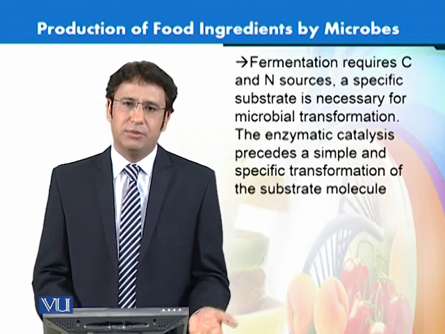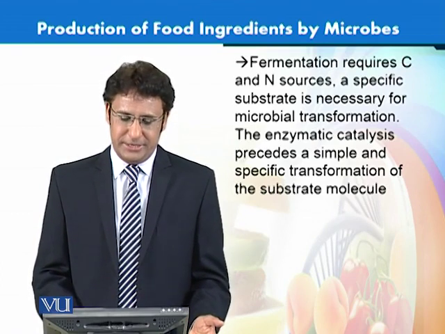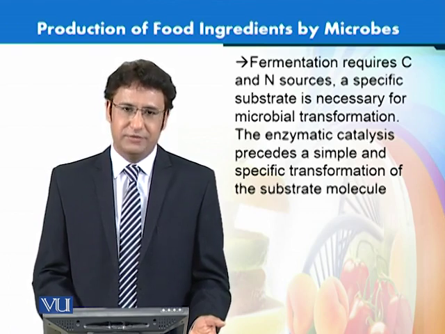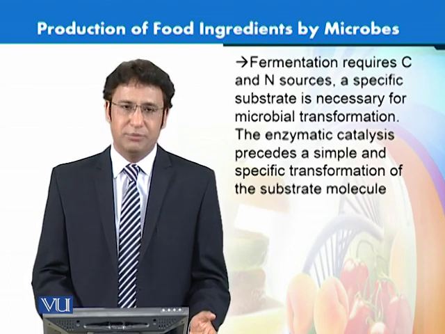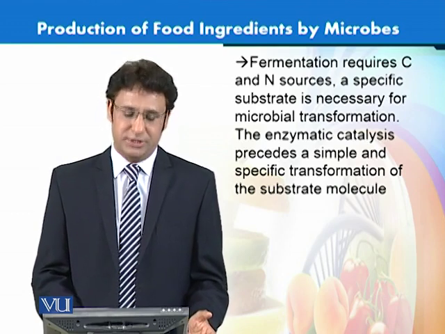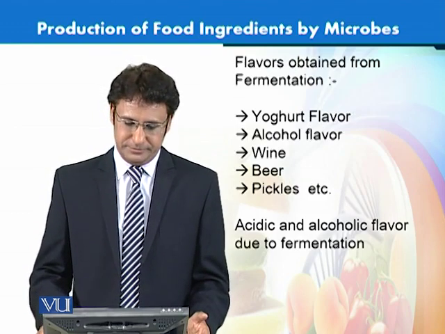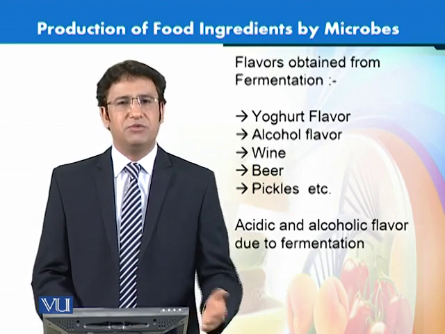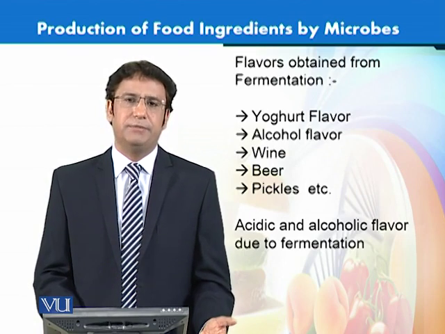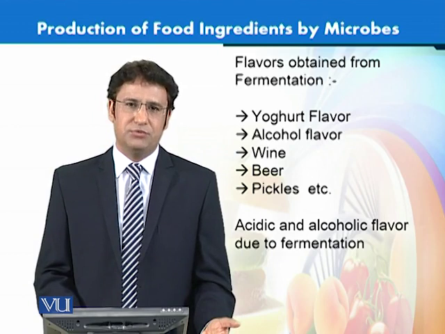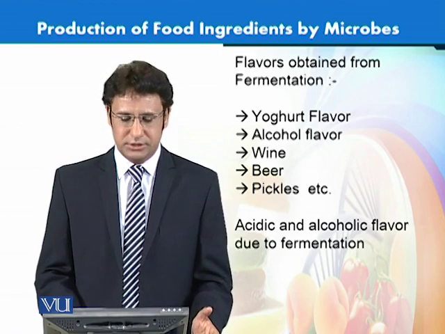If we talk about this fermentation process, two elements that are very much needed are carbon and nitrogen sources. As a specific substrate, they are required for the growth of the microorganisms. And enzymatic catalysis proceeds as a simple, specific transformation of the substrate molecule into the desirable molecules at the end. As an example, enzymes are a very large category of ingredients produced by microorganisms and very much utilized by the food industry. Many end products in the food industry depend on these fine quality enzymes produced by microorganisms.